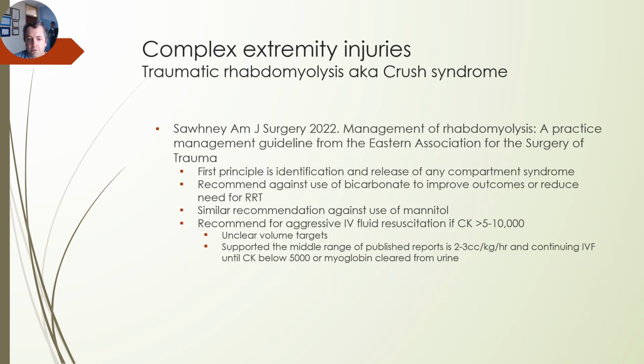Here are the guidelines from EAST for management of rhabdomyolysis. The first principle is identification and release of any compartment syndromes in the upper or lower extremities or gluteal compartments. They recommend against the use of bicarbonate to alkalinize the urine, which does not improve outcomes or reduce the need for RRT. There's a similar recommendation against the use of mannitol. They do recommend aggressive IV fluid resuscitation for a CK above 5 to 10,000, with not well-defined volume targets. They supported the middle range of published reports, which was 2 to 3 cc per kilo per hour, and continuing that until there was clearance, defined as CK below 5,000.